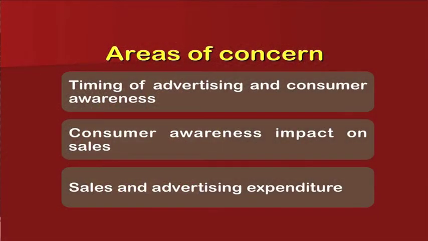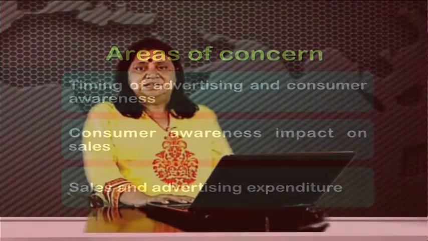The areas of concern relate to the timing of advertising and consumer awareness. The consumer awareness impacts the sales. Sales and advertising expenditures are closely related. So, timing of advertisement becomes important in terms of when the products are needed and how much the products are needed in a particular season. The consumer's awareness needs to be created in those particular seasons when they need to be concerned about that particular requirement. The sales will crystallize only in those months.